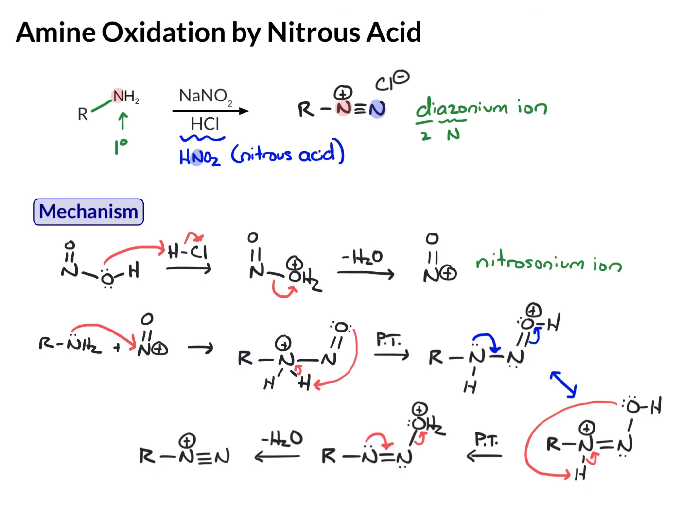Now we've ended up with our diazonium cation here for our Cl anion. In this first step here, we generated Cl minus, which I can draw in. And that will just come down here and hang out with the positive charge.